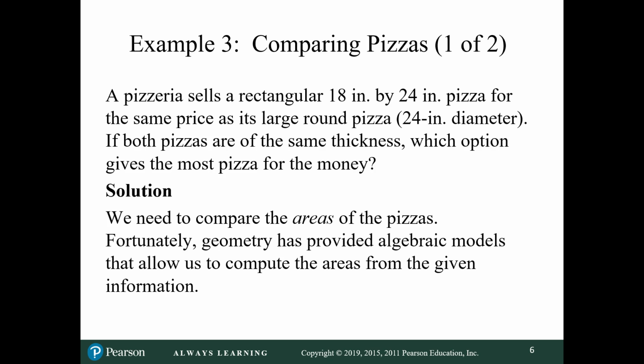Okay, so a pizzeria sells rectangular 18-inch by 24-inch pizzas at the same price it sells a large round pizza, which is 24 inches in diameter. If they're both the same thickness, what is the best pizza for the money? Well, you want to find the area of each pizza. Geometry has provided algebraic models that allow us to compute the area. The area formulas are over there on that side of the room. Okay, 18 by 24, how do you find the area? Multiply those two numbers. What's 18 times 24?